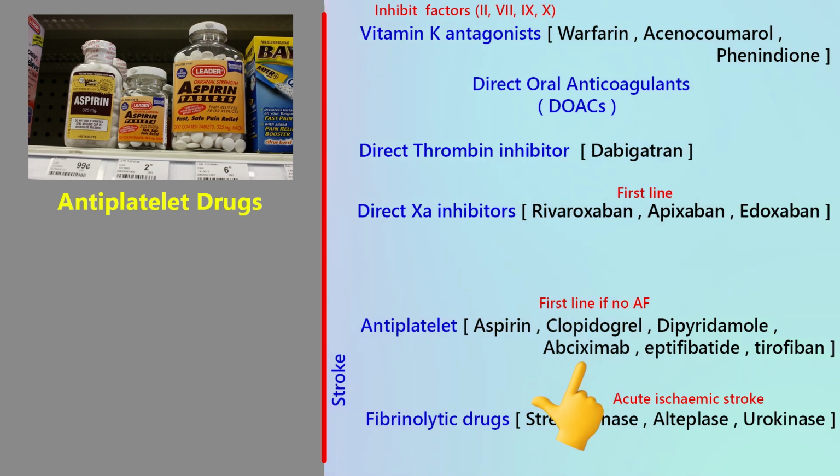Glycoprotein IIb/IIIa inhibitors, specialist use: abciximab, eptifibatide, tirofiban, usually during PCI with heparin, aspirin plus clopidogrel. Coronary stents, dual therapy, aspirin plus P2Y12 inhibitor is mandatory. Bare metal stent, at least 1 month, clopidogrel plus aspirin. Drug-eluting stent, at least 6 months, clopidogrel plus aspirin. Premature discontinuation, high risk of stent thrombosis.